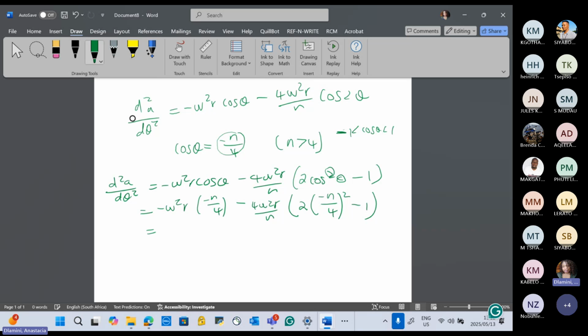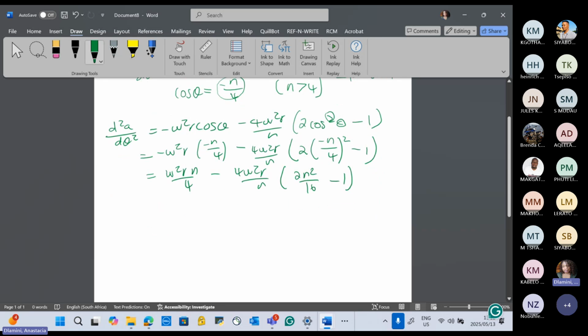Now, if we simplify this, I don't want to get lost, guys. I'll need your help. So this is w squared r n over 4 minus 4w squared r over n times 2n squared over 16 minus 1. Yes or no? So far, so good. Yes, ma'am. So we can multiply this inside and this inside.